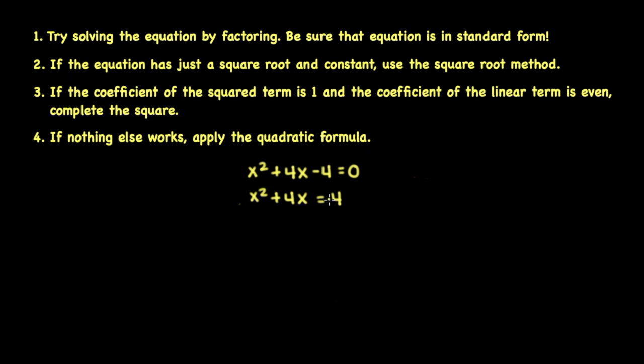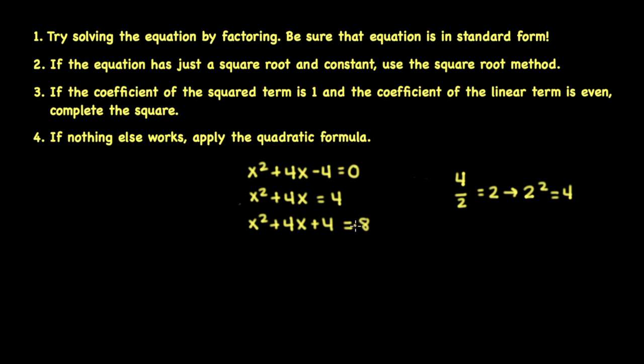Now, the next step is to add the square of half of the coefficient of the x term. In our case, 4 is the coefficient of the x term, so we take half of it to get 2. Then we square 2 to get 4. So we can add 4 to both sides to get the perfect square trinomial on the left side. That will get us x squared plus 4x plus 4, a perfect square trinomial, is equal to 4 plus 4, or 8.